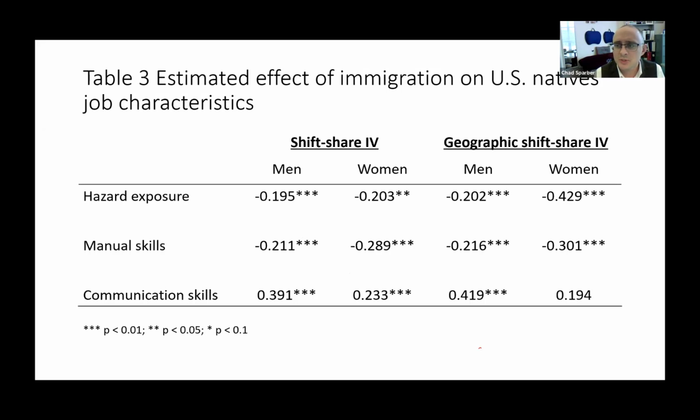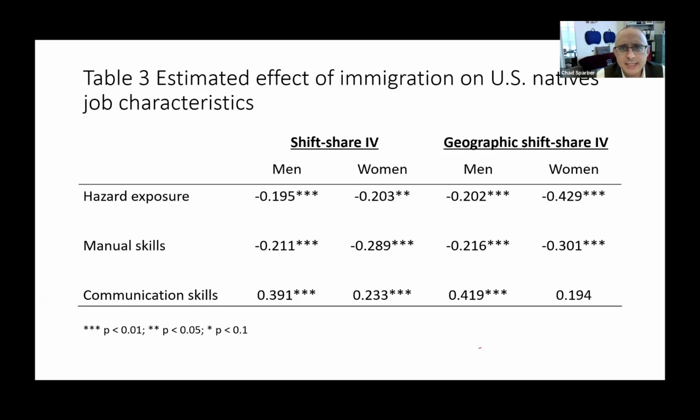So this is our first table of results. These coefficients here, just to be clear, come from 12 different individual regressions that are distinguished by the columns here: whether we're talking about men or women, and whether we're talking about the traditional shift-share instrumental variable or this geographic-based one that we've created. And then the rows are distinguished by the particular job characteristic that we're interested in. Okay. So I'm going to actually start with the bottom two rows there.